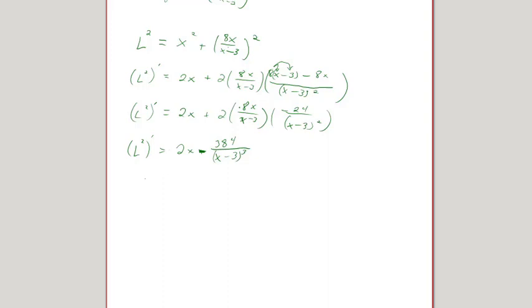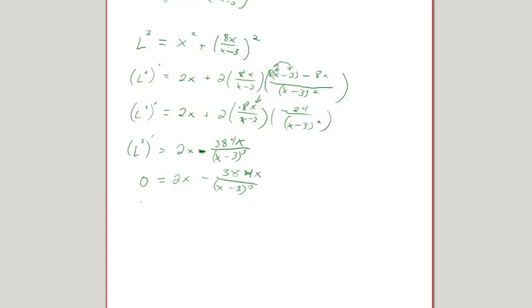Alright, so now I want to minimize this, so I'm going to set it equal to 0 and figure out where the critical points are. So 384 over x minus 3 cubed, well, I can multiply both sides by x minus 3 cubed just to get rid of that. Oh, and I'm missing an x, aren't I? I dropped this x off, so that should be up here and up here.